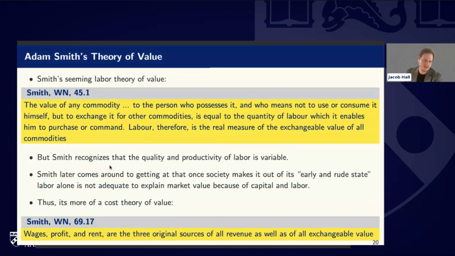But Smith quickly recognizes, as perhaps you do, that the quality and productivity of labor is highly variable. I mentioned my friend Marcus earlier. Marcus is a Boy Scout. You can imagine us putting widgets together, and maybe Marcus is a little bit more dexterous than I am. And so he's a little bit faster to put the widgets together, and he accumulates more at the end of the day, but he's more productive than me.